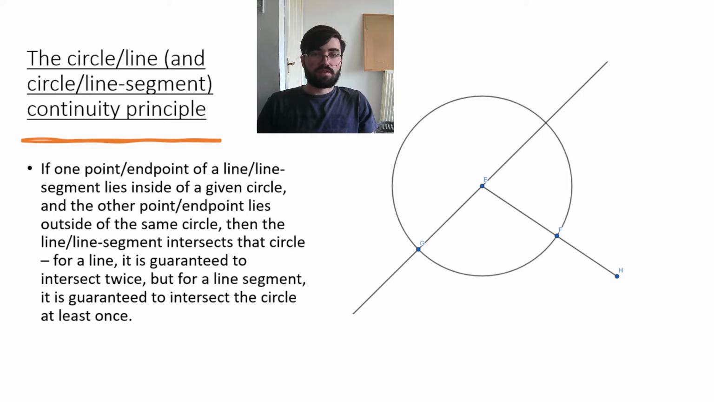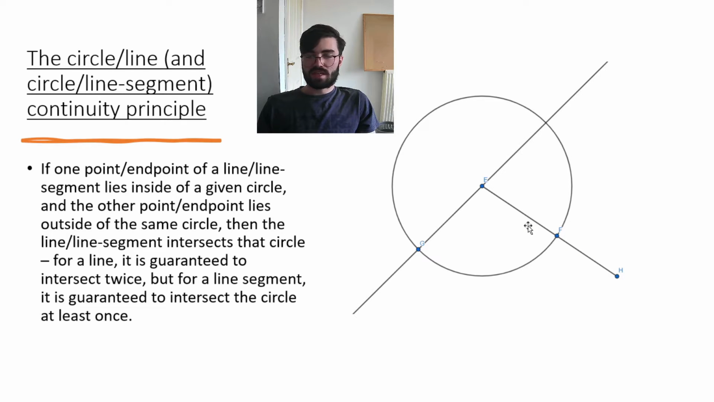Okay, so we have the circle line or circle line segment continuity principle. Here it is explained explicitly as it is in the literature. The main essence is that if a line segment, and this therefore extends to lines as well, has one point inside a circle and another point outside of a circle, then we can say the point at which it crosses is its intersection, and that point is F here.